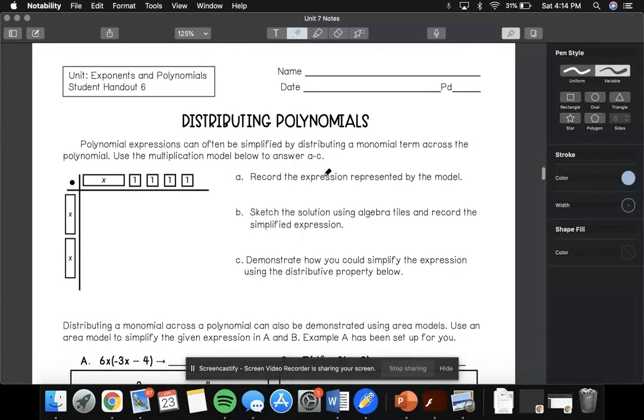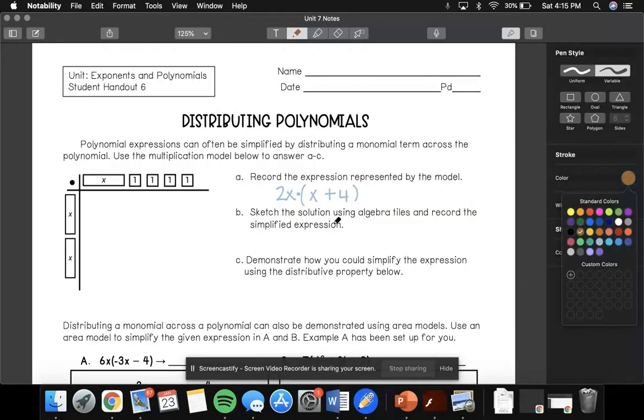Polynomials can be simplified by distributing a monomial term across a polynomial. So we're going to use a model just to represent what this would look like. First, we're just going to make sure we understand what this model looks like. We have 2x, and that's being multiplied by 1x and 4 ones. So that's being multiplied by an x and 4 ones.